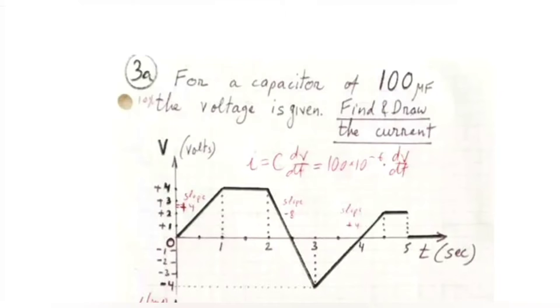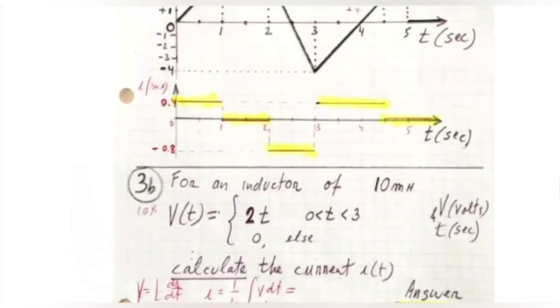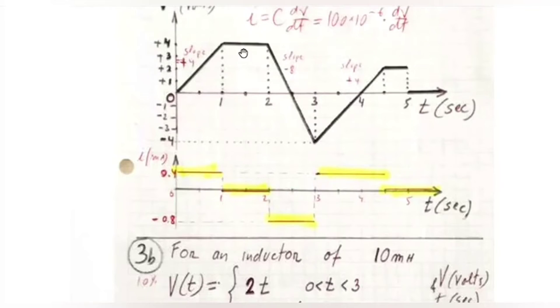This is from chapter 6. For this capacitor of 100 microfarad, the voltage is given. This is the voltage. We try to find the current. What do we need to do? C dV/dt, okay? This whole chapter is C dV/dt, believe it or not. So you take this graph, you take the slope of the voltage, multiply by C, and get the current. Yeah? So, as expected, we're looking for the slope.